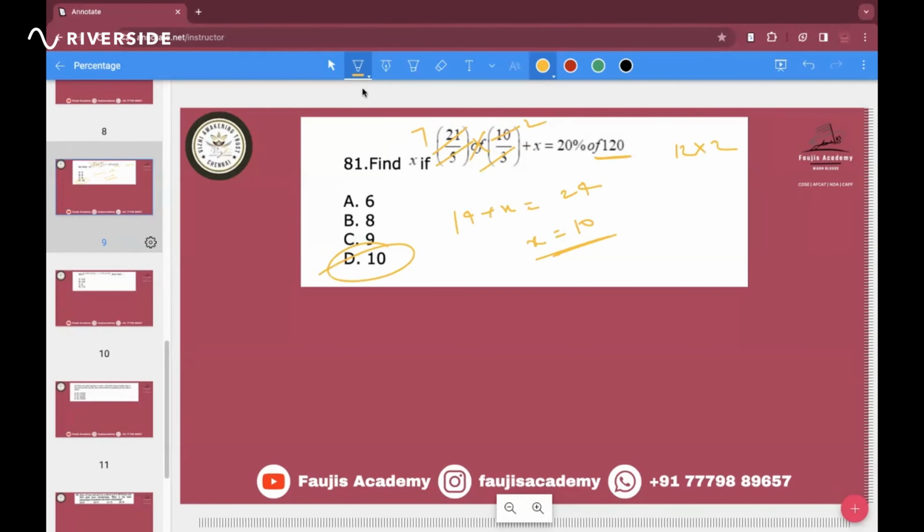How do we got the 24, sir? Okay, I'm telling you. 24 is the right hand side of the equation. When you see closely, they have given 20% of 120. Right? So they are asking 20 percentage of 120.